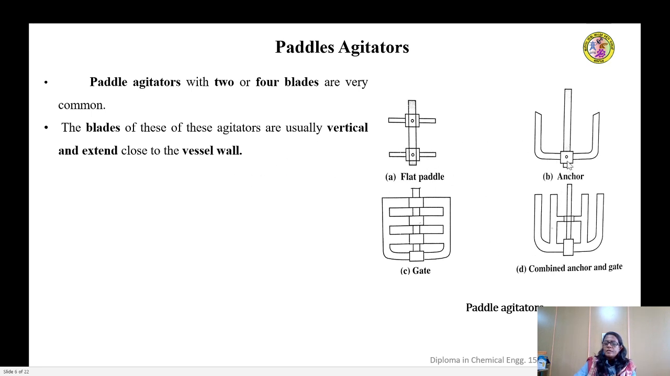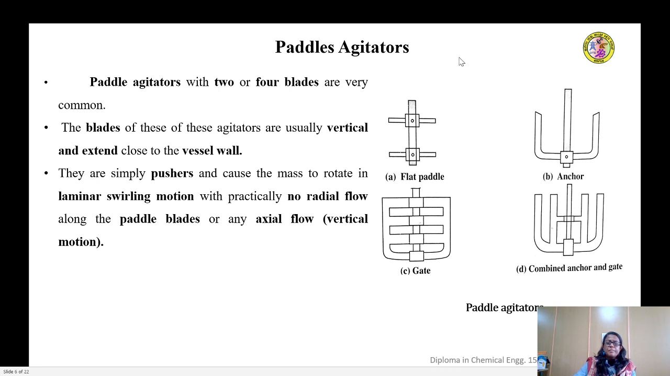If you look at any of these designs, you can see that the paddle agitator blades are almost closer to the wall of the vessel. These are the different kinds of designs of paddle agitators used for specific applications.